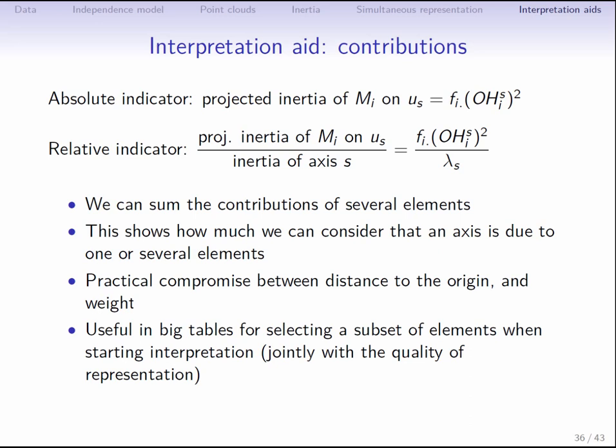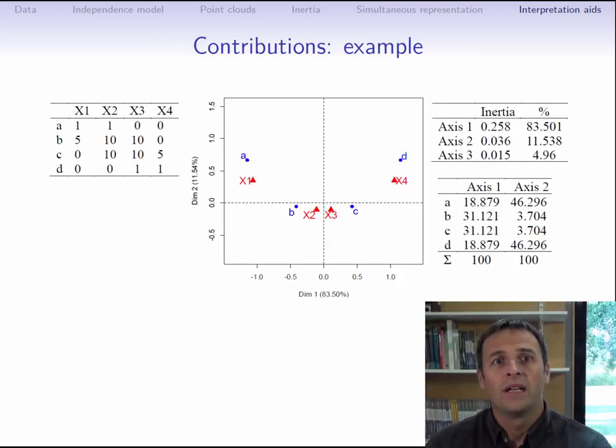So we want to select those that contribute the most. Ideally, this means finding the set of elements that both contribute highly and are well represented. Let's illustrate this idea on an example.